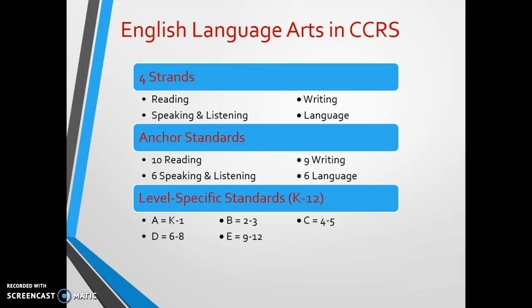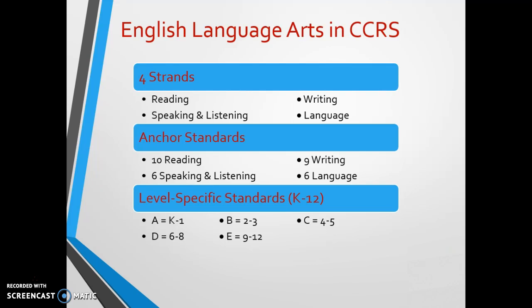There are 4 strands in the CCRS. There's 1 for reading, 1 for writing. Speaking and listening are together, and then language is this overarching strand. And then each of the strands has a set of anchor standards that students should be able to do at their different levels. The level-specific standards are broken into five categories, and if you look at those, you see that they are aligned here with K-12.